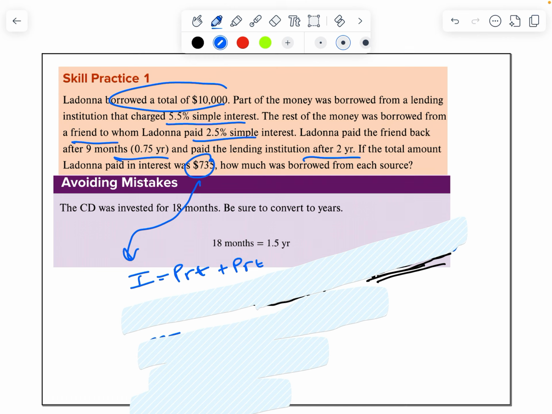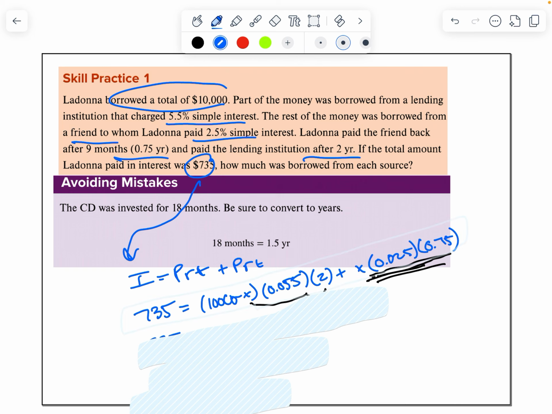Find if the total amount she paid in interest was $735. We know that's our I. How much was borrowed from each source? Take a second and try and sub in these values. Again, if our principal from one was x, then our principal from the other had to be 10,000 minus x because that's the total amount that she borrowed.